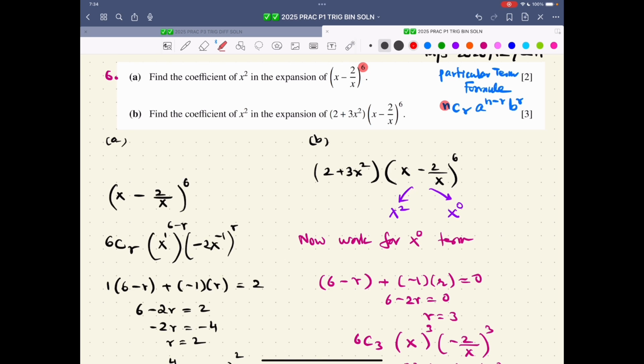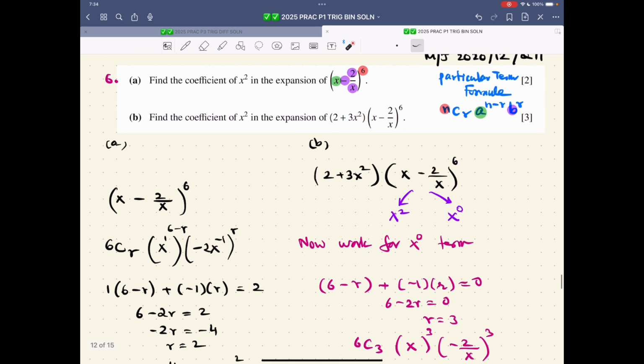What else do you need to realize? That this x over here, that is in place of a. And this thing over here, that's the purple one, the negative 2 over x, that is your b. And then we will use this formula to find that particular term, which will give me an overall coefficient of x squared. That is for the first part, only for 2 marks. Now sometimes they give less marks. I think it should be worth at least 3 marks.